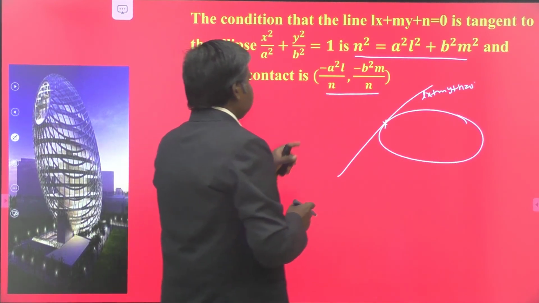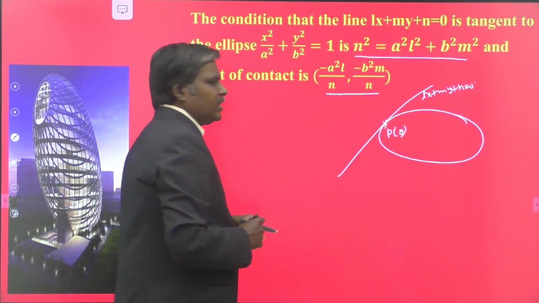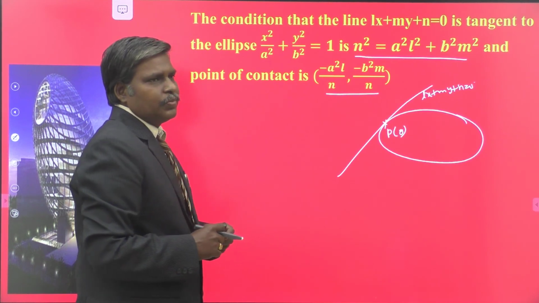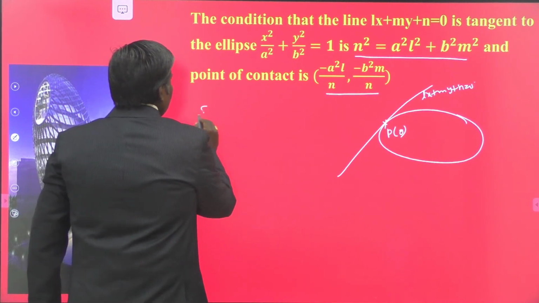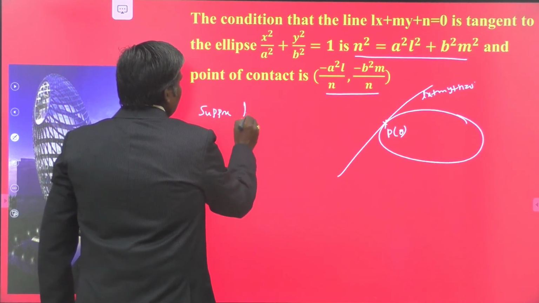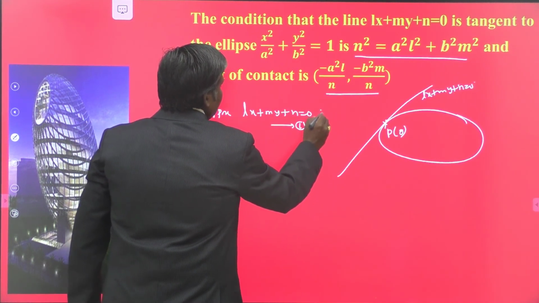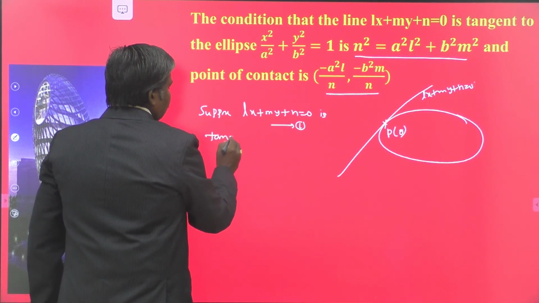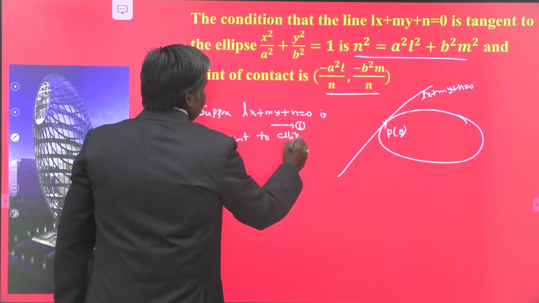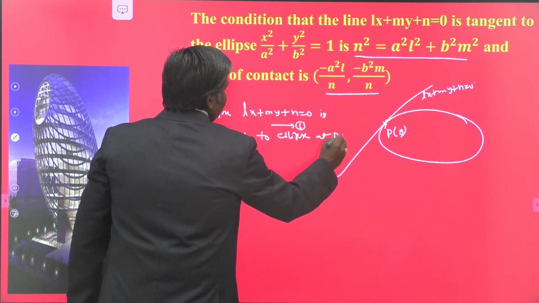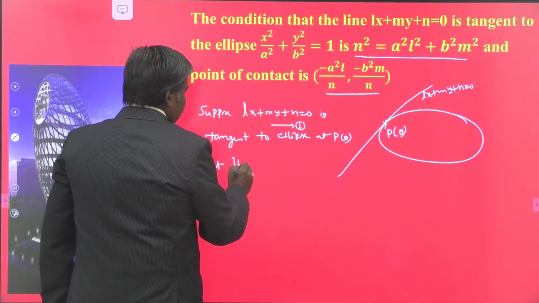But we are using the approach where, suppose this is tangent at P(θ), to get the point of contact also. This is the best method for you. So, suppose the line Lx + my + n = 0, say equation number 1, is tangent to the ellipse at P(θ). But what is the equation of tangent at P(θ)?